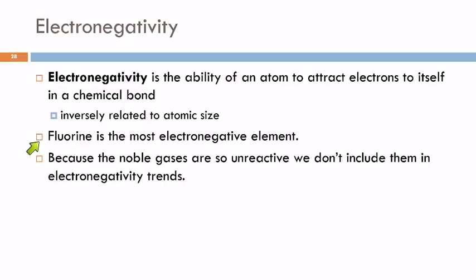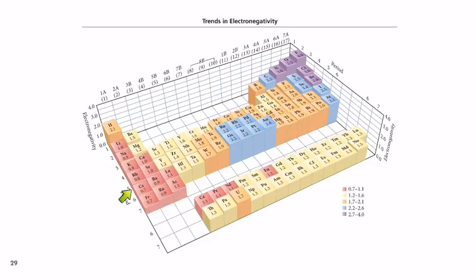Fluorine is the most electronegative element, and because the noble gases are so unreactive, some of them don't even form compounds that we're aware of, we just leave them out of the measurements of electronegativity. So we just leave them out completely. So here's an illustration of this trend. So remember that as we go across a period, are the atoms getting smaller or larger? Smaller. And the smaller atoms have higher electronegativity. And as we go down, the atoms are getting larger and the electronegativity decreases. So that's one way to keep track of this. It's the opposite trend to atomic size.